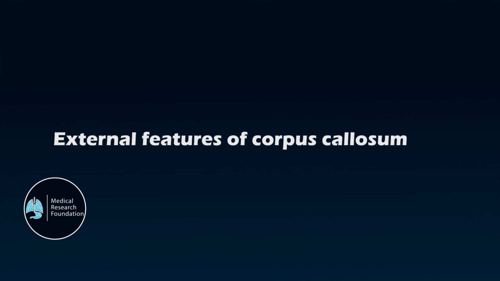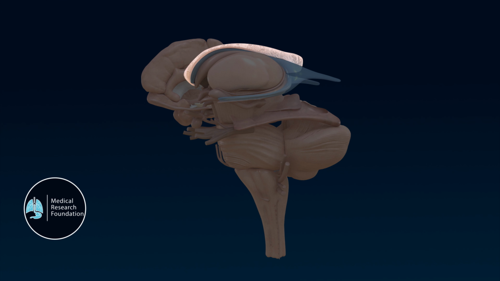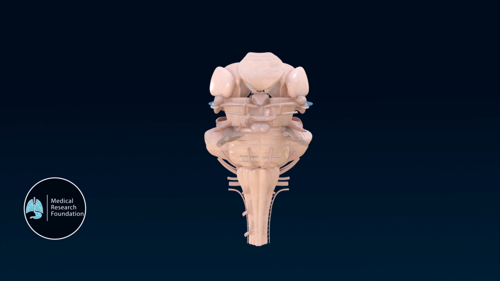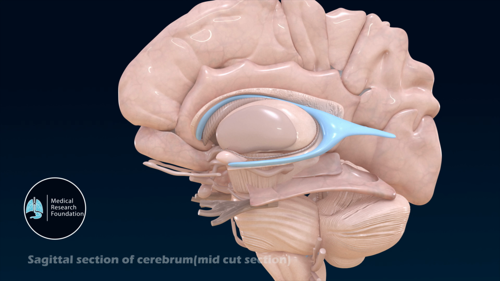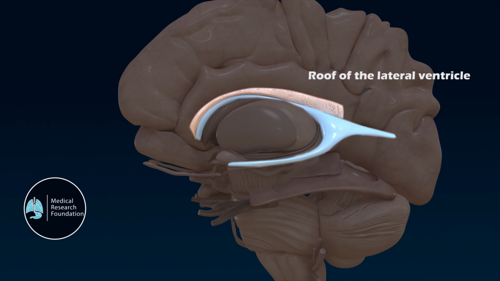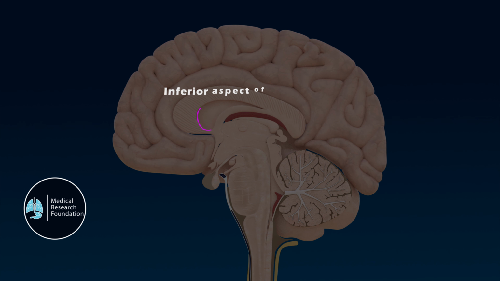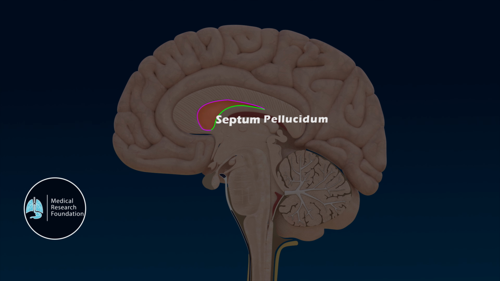External features of corpus callosum. Corpus callosum forms a massive arched interhemispheric bridge in the floor of the median longitudinal cerebral fissure, connecting the medial surfaces of the 2 cerebral hemispheres. In sagittal section of cerebrum, it is seen as a C-shaped mass of white fibers on the medial surface of the hemisphere, forming the roof of the lateral ventricle. The concave inferior aspect of corpus callosum is attached with the convex superior aspect of the fornix by septum pellucidum.